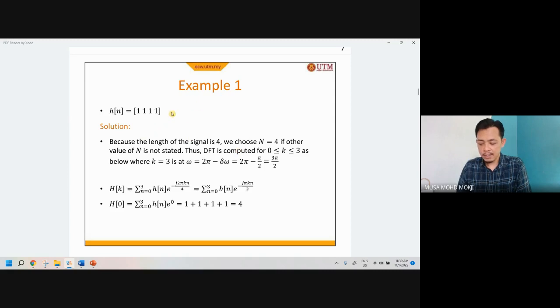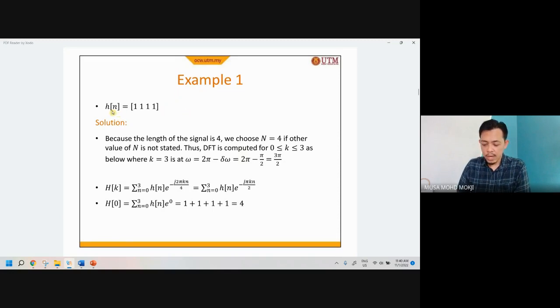Okay, let's see. Now this is example 1. Hopefully we can finish this example within this first part, and then on Thursday we will do another example in the second part.